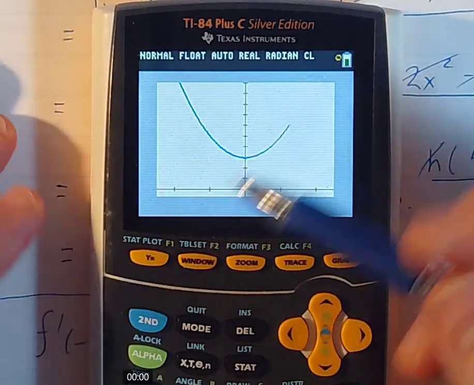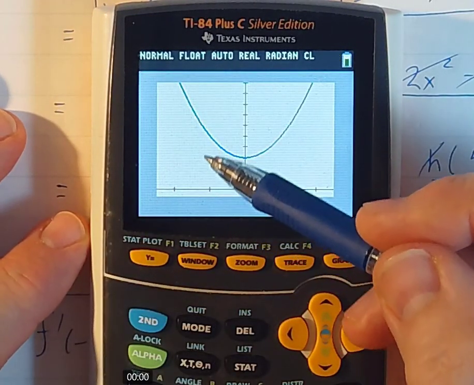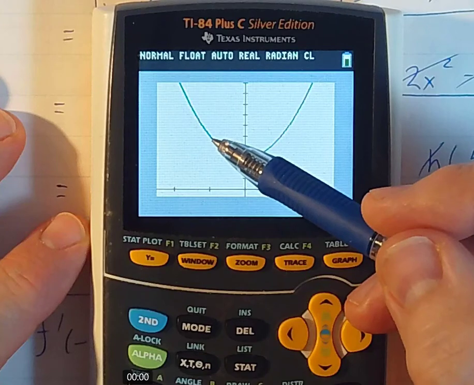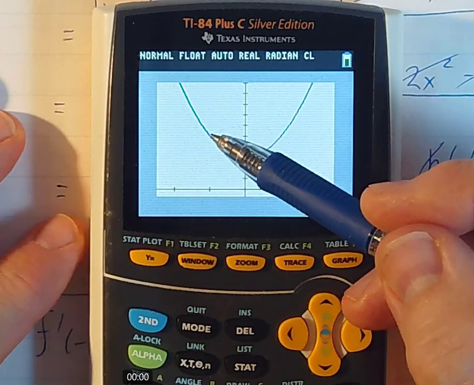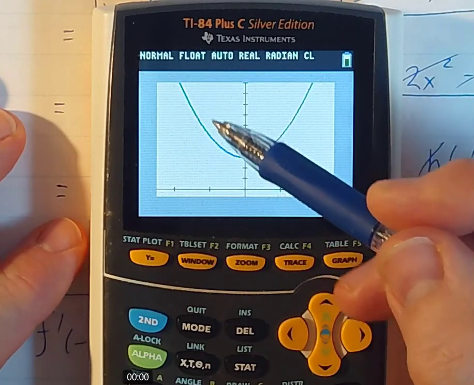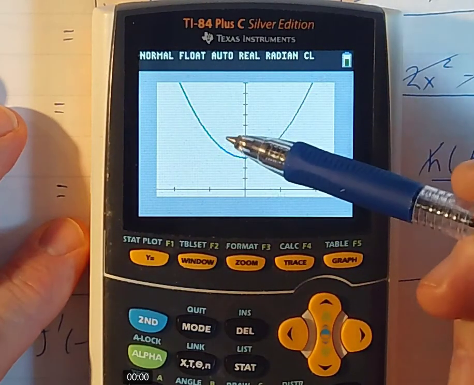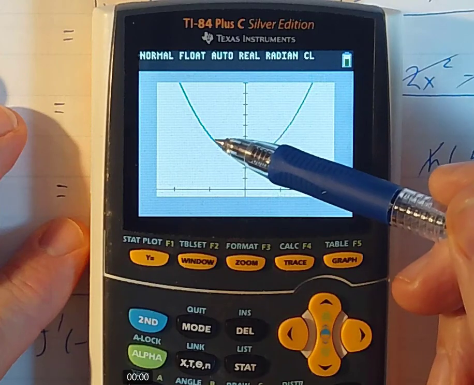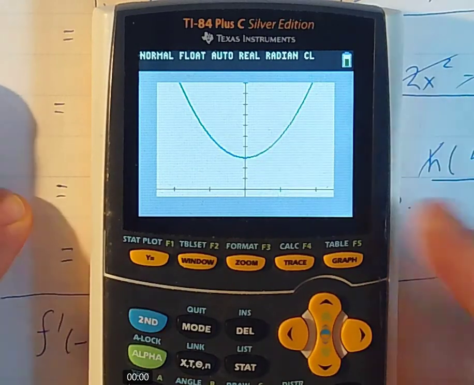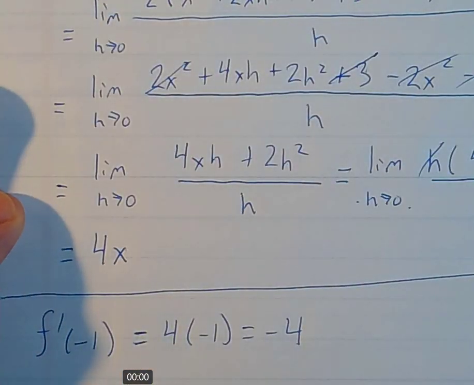There we go. All right, so here's negative 1. And if I go up here onto this graph, I see that I've got a point right there. And imagine what that tangent line would look like right there. That tangent line would slope downward right there. And what I know is that tangent line right there actually would have a slope of negative 4. And that comes directly from the derivative right here.